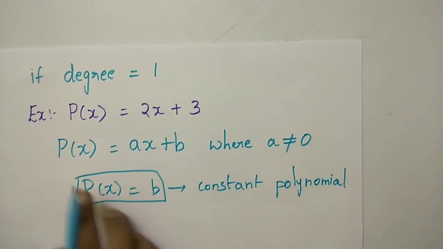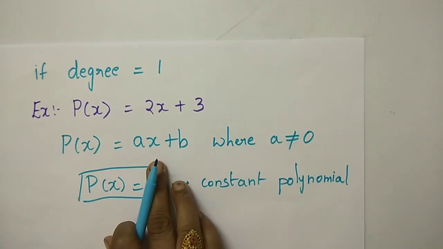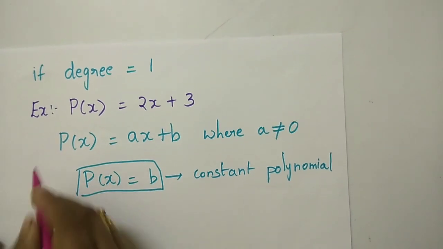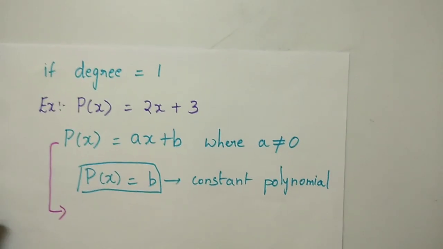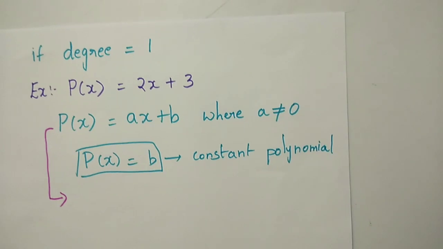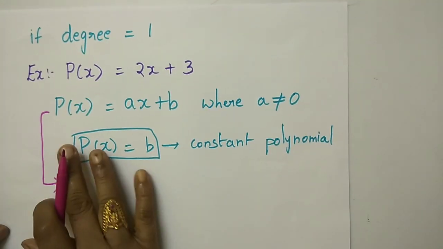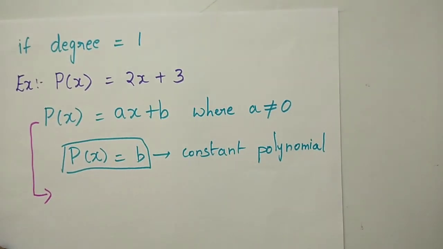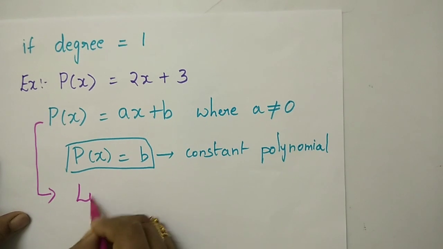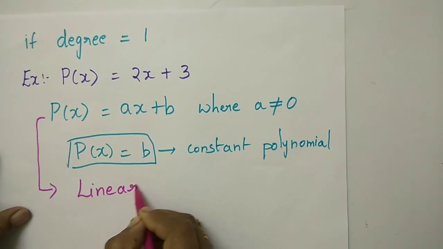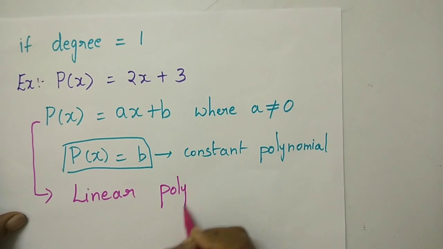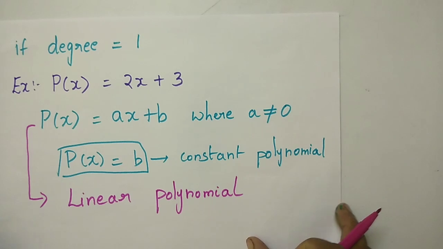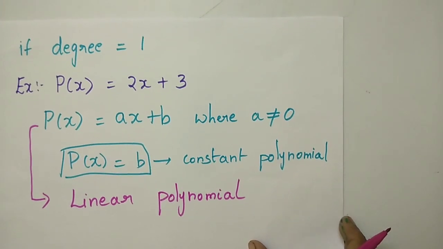That is the reason why we have stated P of x is equal to ax plus b, where a not equal to 0. This general algebraic expression, if you see any polynomial in this form, then that polynomial is called a linear polynomial.